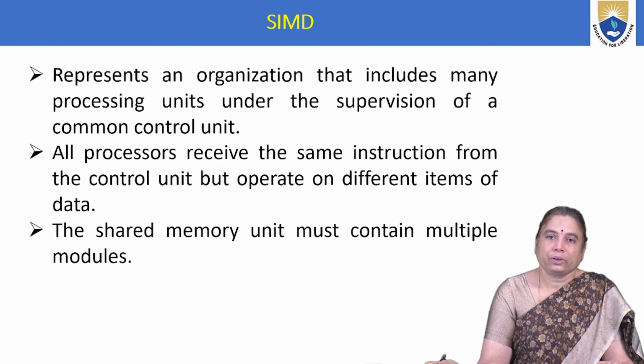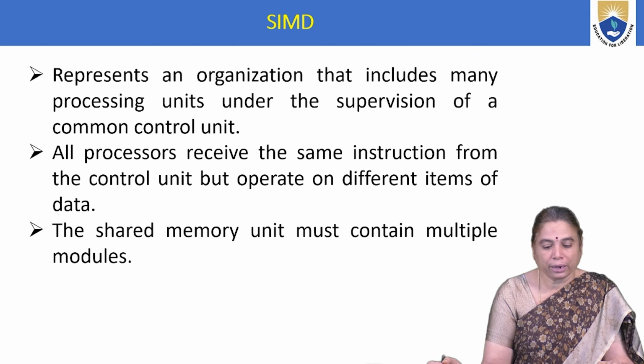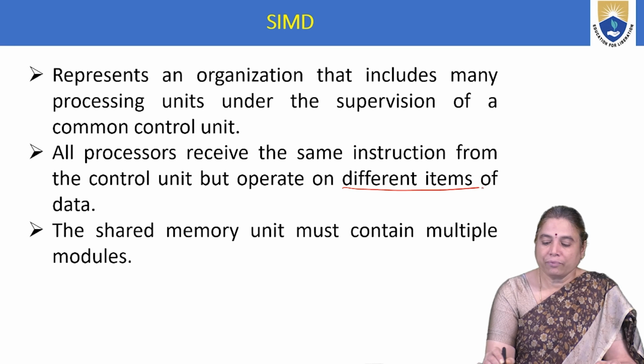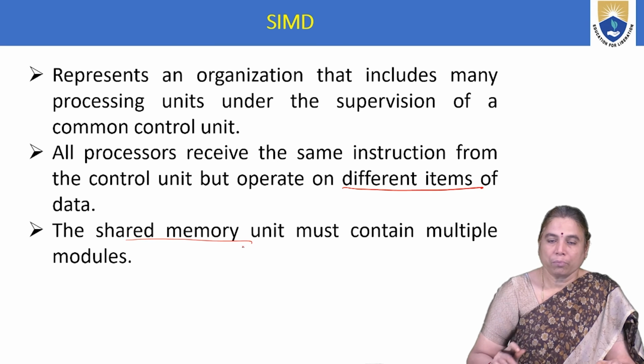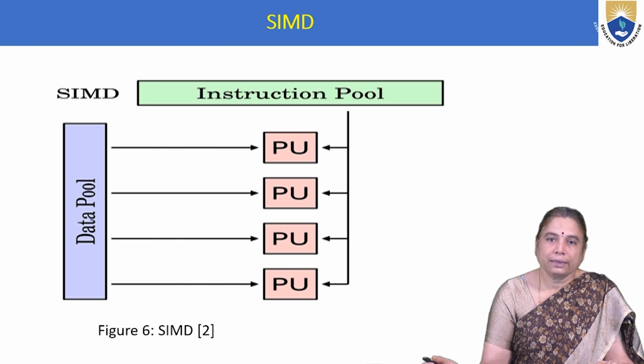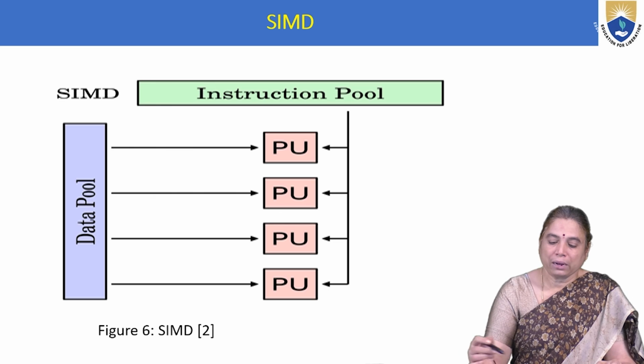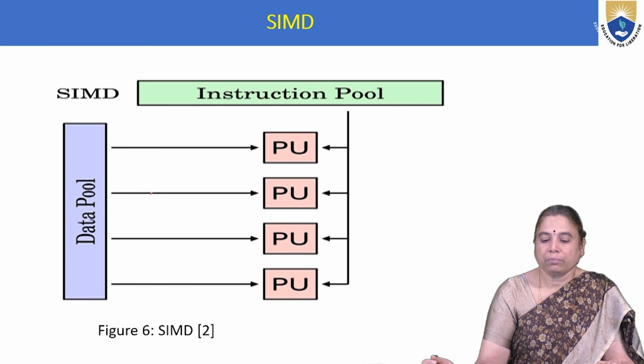The second architecture is SIMD, which represents the organization that includes many processing units under the supervision of a common control unit. All processors receive the same instruction from the control unit and operate on different data items. The shared memory unit must contain multiple modules. So here is the architecture of SIMD. Multiple processing units can receive the single instruction pool and can operate on various data pools.